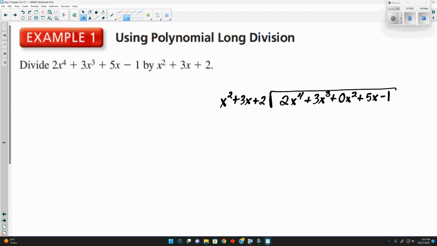So we good with how we set this up, yes? I mean, for the most part, it's just mainly like setting up long division. Now, again, our first main step is to see what times x squared is going to give us 2x to the 4th. What do we need to multiply x squared by to get 2x to the 4th? 2x squared. And I will always put that above. It's kind of like terms. So since we're multiplying it by 2x squared, I will put it over the top of the x squared term.